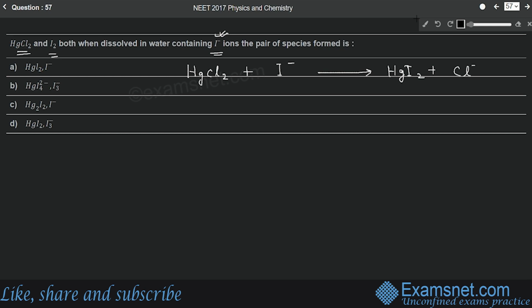Okay, when we balance this reaction, it will be 2I minus here, and 2 Cl minus here. So what is formed? HgI2, and it will further react with I minus, and finally it will form HgI4 2 minus. Okay.